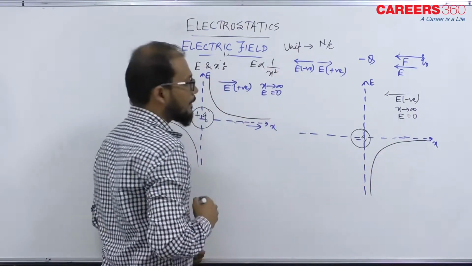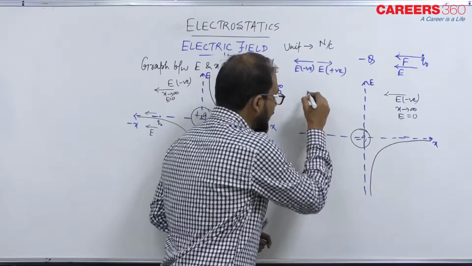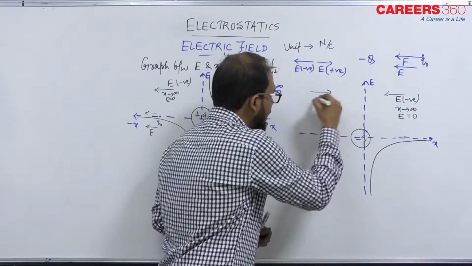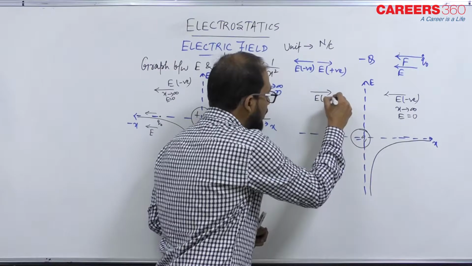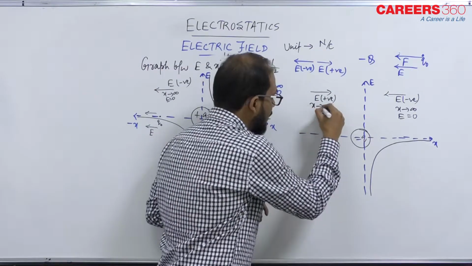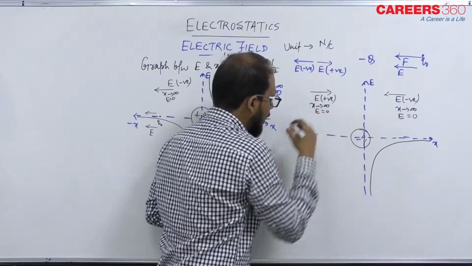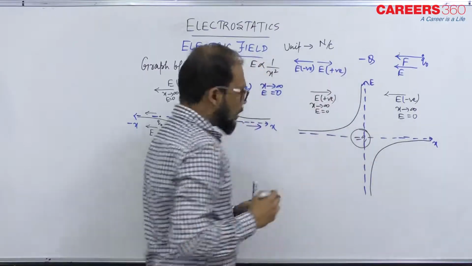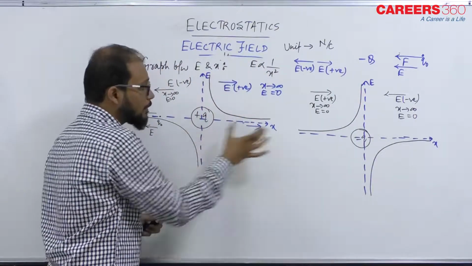And the graph will be like this. Similarly here, on this side, the electric field will act towards the minus q charge. That means it will be in this direction. So here the electric field will be positive, because we have taken this sign convention. Now here, as x tends to infinity, the electric field will be 0. That means here the electric field will be 0, and the graph will be like this. Now, this was the electric field due to single charges.